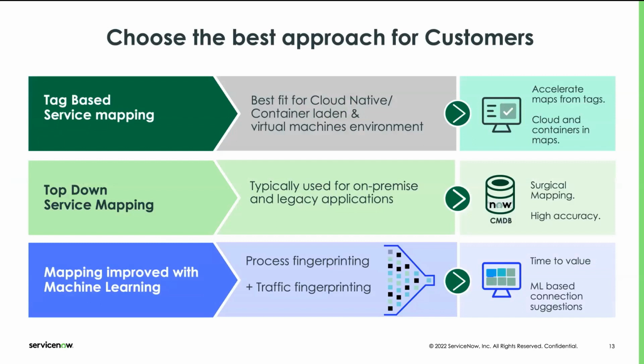So here, choose the best approach for customers. We'll start off with top-down service mapping here in the middle. What that really is, is that mixture of both pattern and traffic-based service mapping. We see this typically used mostly for our on-prem and legacy applications, because this will give you the most accurate and detailed service mapping. It's typically best used on your more critical business services because of that high accuracy. Now, for our tag-based service mapping, this method builds your service maps using configured tags on your virtualized and cloud resources. And this is the more preferred approach for those containerized cloud environments.